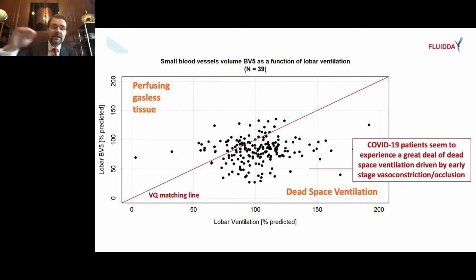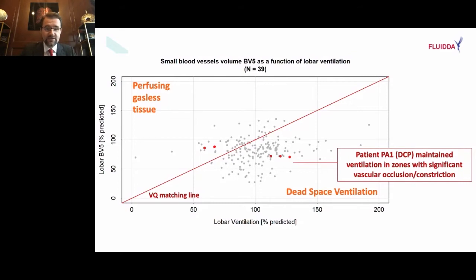On the vertical axis, we have the BV5 as percent predicted. So the unit line is the VQ matching line. So if you're below the line, you're in the dead space ventilation zone, and if you're above the line, you're actually perfusing gasless tissue. So it's quite clear that this disease is mainly characterized by dead space ventilation. So it seems that the ventilatory aspect in the early stage of the disease is still relatively well preserved, but it's very much a vascular issue that causes the problems, rather than perfusing zones without ventilation. So it's very much dead space ventilation that we encounter in COVID-19.